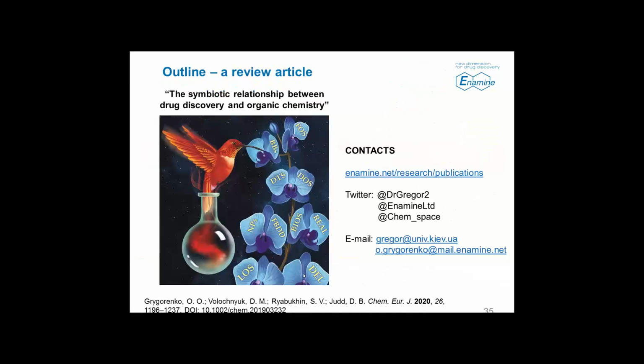And I'd like to finish my talk by citing our review paper in Chemistry European Journal that was published in January 2020, before all this crazy COVID stuff, which is called The Symbiotic Relationship Between Drug Discovery and Organic Chemistry. On the graphical outline for this paper, you can see one of the most beautiful examples of symbiosis in nature, the colibri bird, which flies out of the flask and then produces some concepts in medicinal chemistry and drug discovery. All these concepts are discussed in this review.